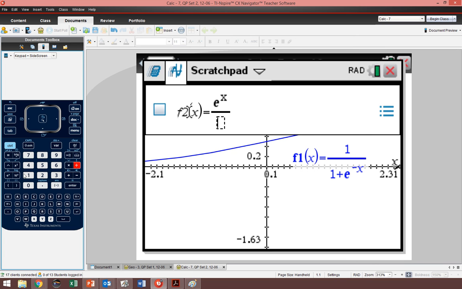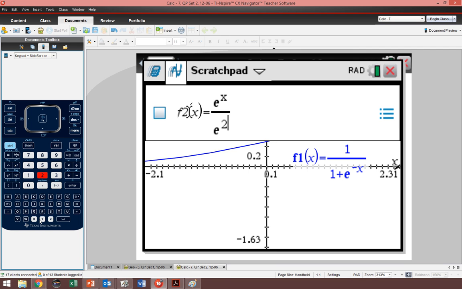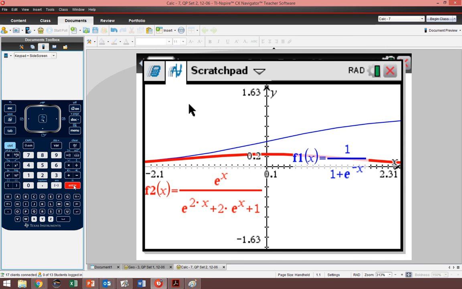I have e to the 2x plus 2e to the x plus 1. So that's the first derivative. This is the first derivative.